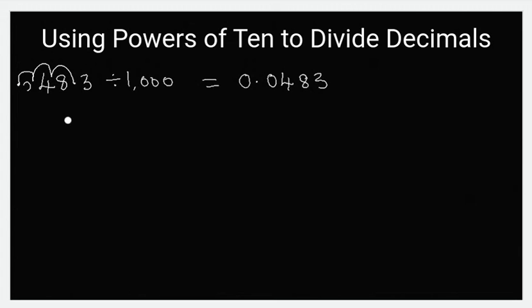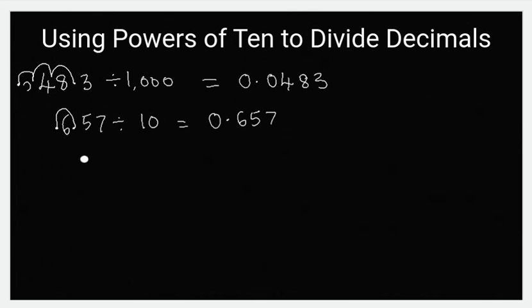Let's try out some more examples. We have 6.57 divided by 10. How many zeros do we have here? 1. So this decimal is going to move backwards because we're dividing once. So the decimal point will be here in your quotient. So that will be 0.657.